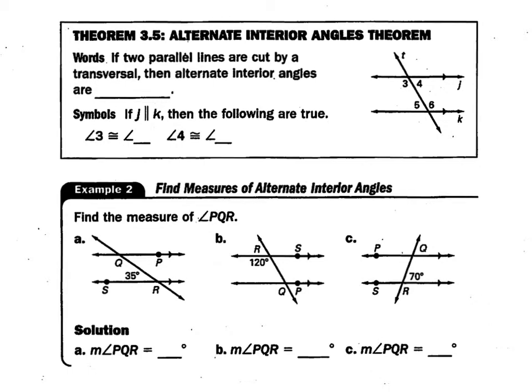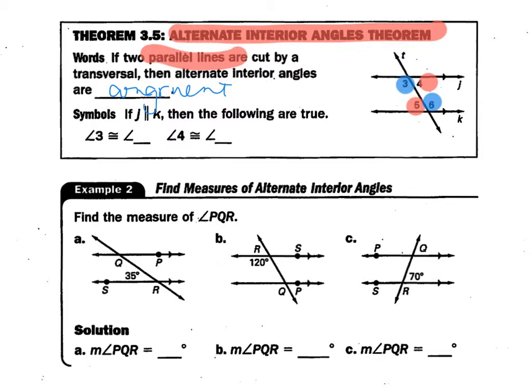Here's another theorem. This one is the alternate interior angles theorem. And it's fairly similar to the previous one. Again, same condition. If two parallel lines are cut by a transversal, then the alternate interior angles, meaning 4 and 5 are alternate interior, 3 and 6 is another pair, are congruent. So like we said, 3 and 6 would be a pair, and 4 would be congruent to 5.